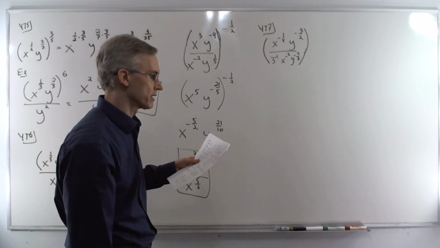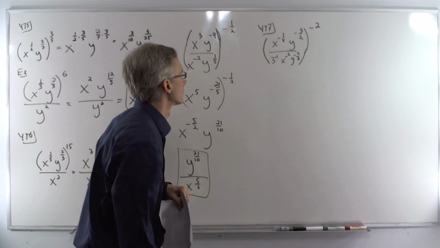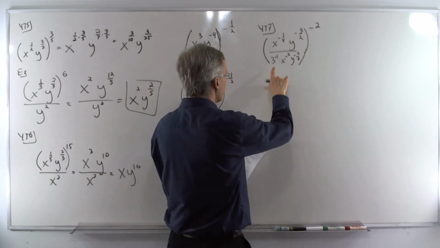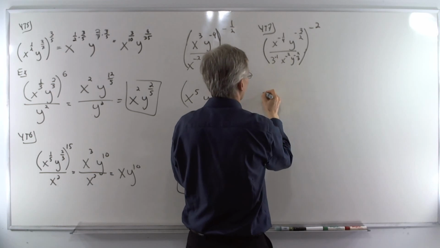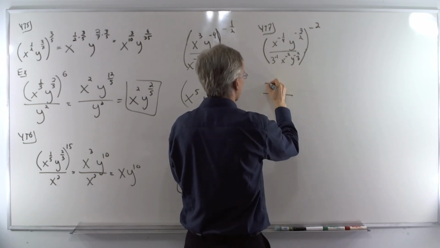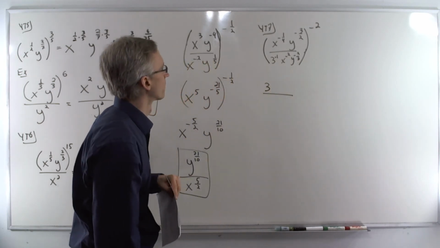And all of this then is to the negative 2 power. So I'm going to start by simplifying inside the parentheses. 3 to the negative 1 power in the denominator is the same as 3 to the 1st power in the numerator. So I'm going to move 3 up there.